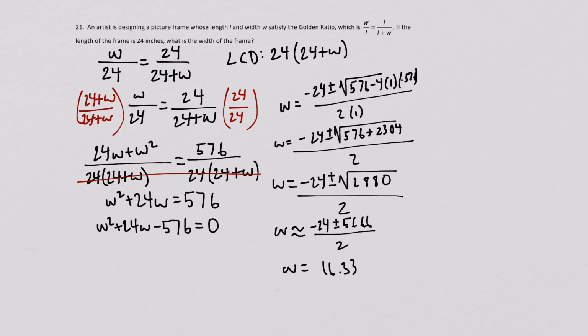It is not excluded, right? The only excluded value here was negative 24. That's not negative 24. So W equals 16.33 inches. If the length is 24, the width is approximately 16 1/3, 16.33. And that's your final answer. All right, this concludes the review.